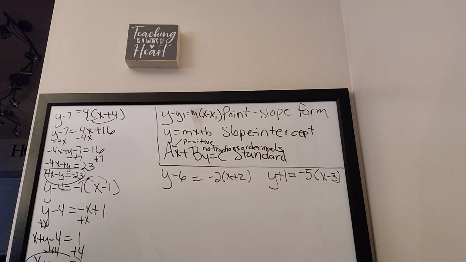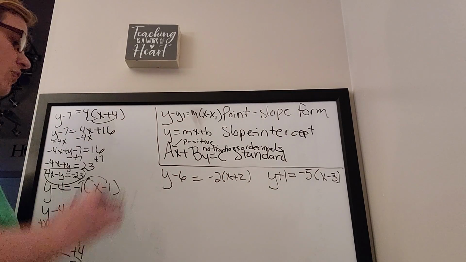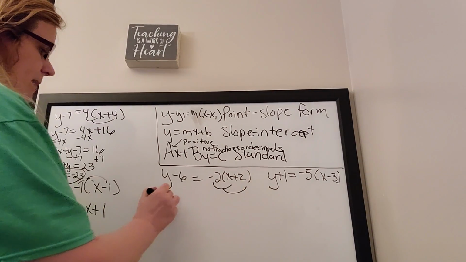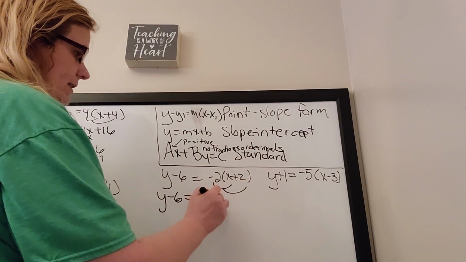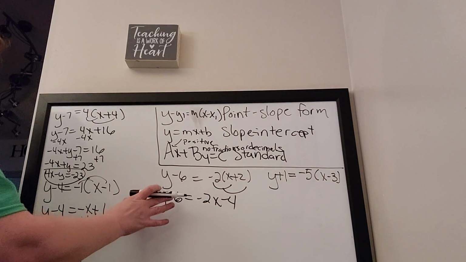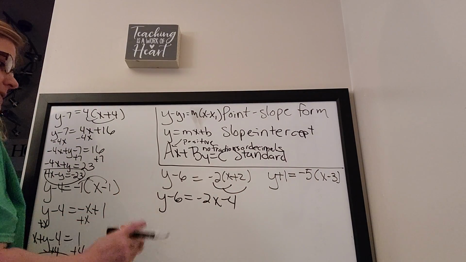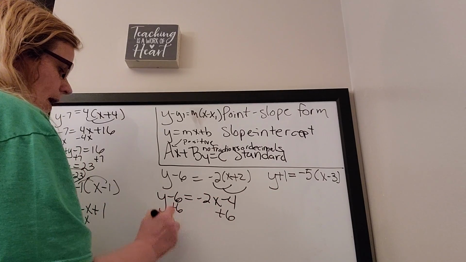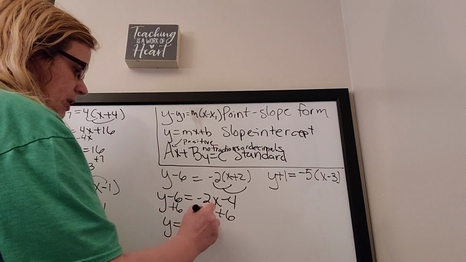These two here are in point slope form, and we're going to go to slope intercept form. We start the same way, doing distributive. So y minus 6 equals negative 2x minus 4. In slope intercept, we need y by itself. So I just need to move that constant over there. Add 6 to both sides. Y equals negative 2x plus 2.